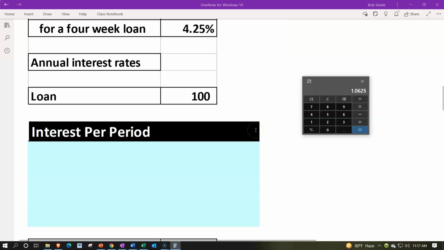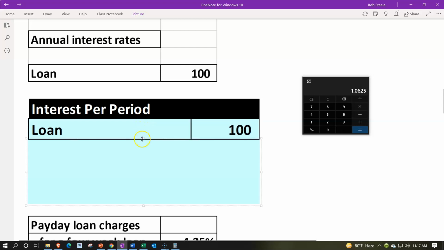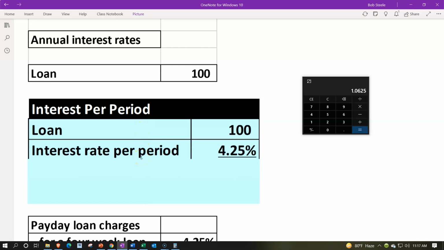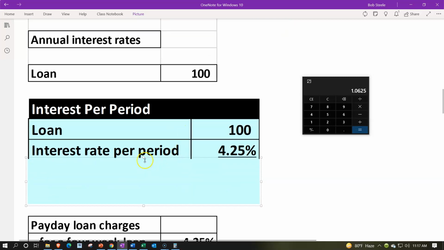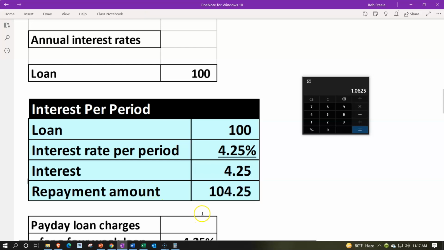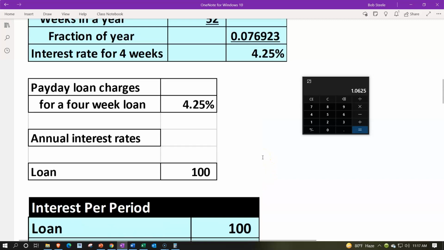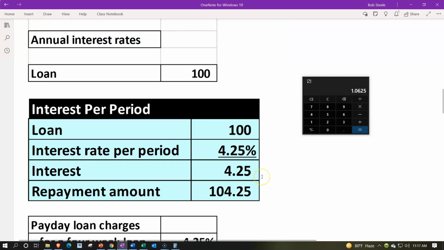So let's think about this a couple other different ways. If we look at the interest per period, and now we take our $100 loan, and we were going to say that the interest per period is going to be that 4.25. That's the interest rate per 4-week time period for the period that's being covered. Then, of course, that would give us the $4.25 that would cost us, and that means the repayment of the loan would be $104.25. So again, even when you annualize this rate, you get a pretty high rate in comparison to other loans, and you can see that the actual cost to process the loan is still fairly low.